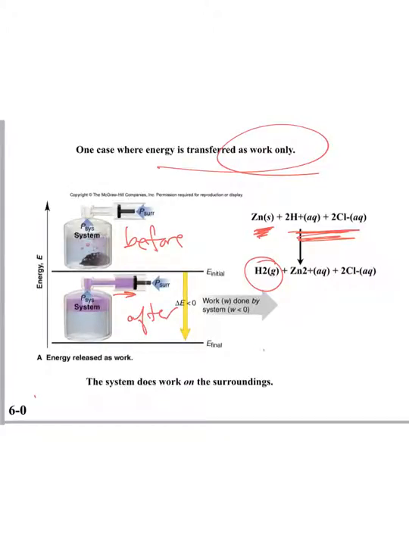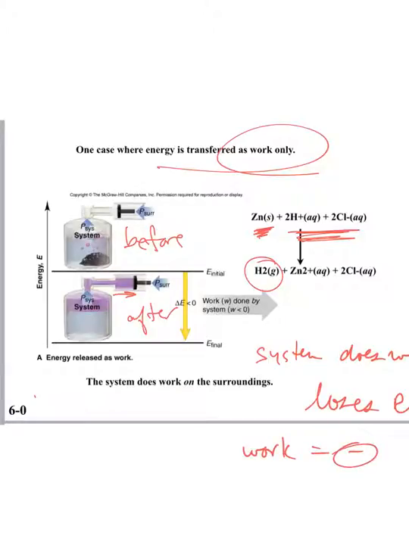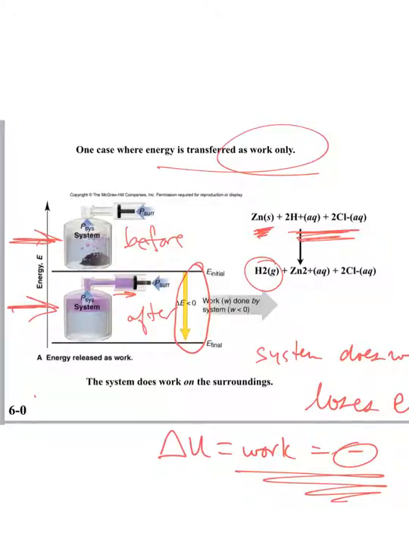So this is a case where the system does work. It loses energy. So in this case, the work would be a negative number. The delta internal energy, which was in the form of work, is negative. So the system before was at a higher state, and after was at a lower state. So this yellow downward arrow is an indication that this is a negative number.